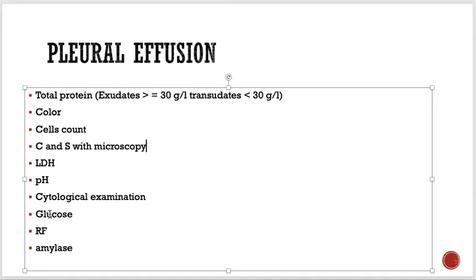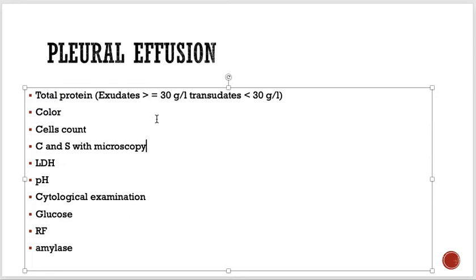They check the glucose because glucose is decreased in many conditions like rheumatoid disease. Rheumatoid factor will be present in rheumatoid disease, and amylase will be high in pancreatitis. And color is very important. Why? Because in infections, the color will be opaque. In hemothorax, the color will be bloody. In malignancies, the color will be bloody, and so on and so forth.